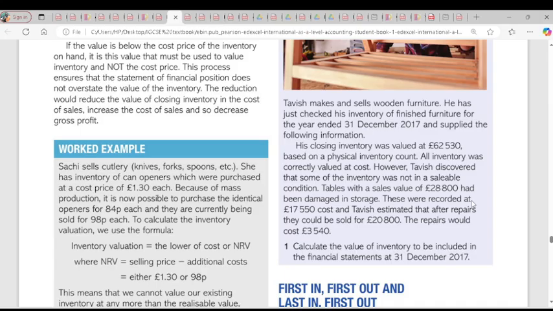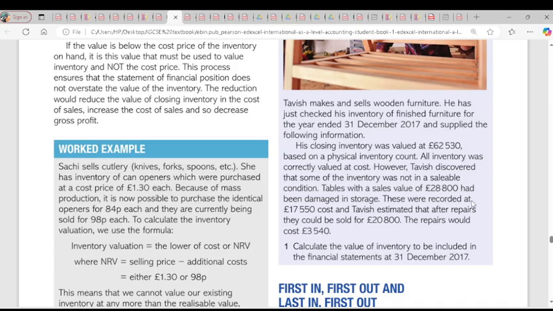Tables with a sales value of 28,800 had been damaged in storage. These were recorded at 17,550. Now the record is 17,550, and Tavish estimated that after repairs they could be sold for 20,800. So the repair cost will be 3,500. That's an additional cost.